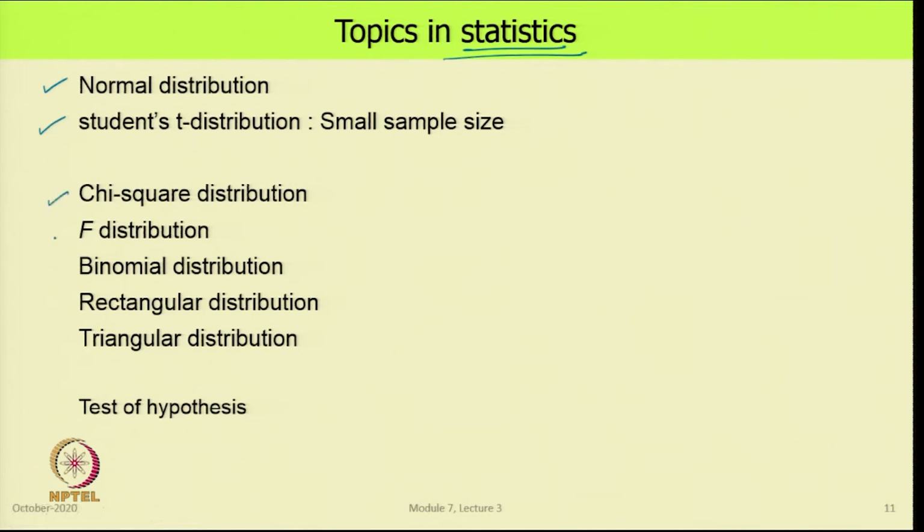The chi-square distribution, the F distribution, binomial distribution, rectangular and triangular distributions we have come across a little bit in uncertainty propagation. And then there is a major set of things for which we require this knowledge, which is test of hypothesis. And that is what many science and engineering experiments are all about.